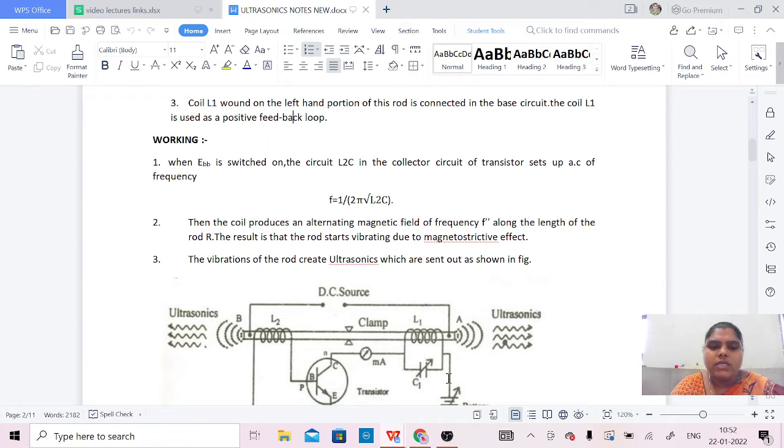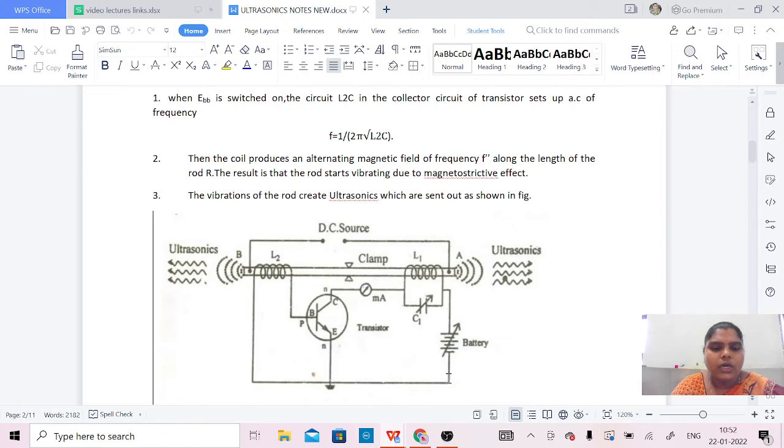Then the rod starts vibrating due to the magnetostrictive effect, because we are applying the magnetic field using the circuit. Next, the vibrations of the rod create ultrasonics, which are sent out as shown in the figure. The ends of the rod will create the ultrasonic waves and send them out like this.